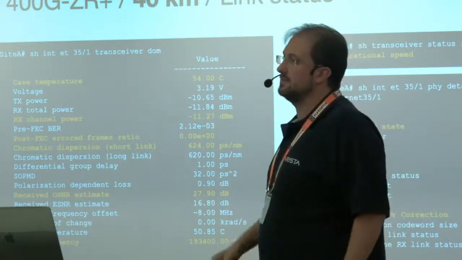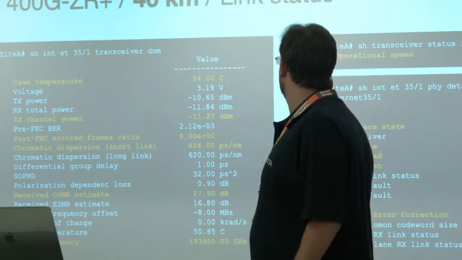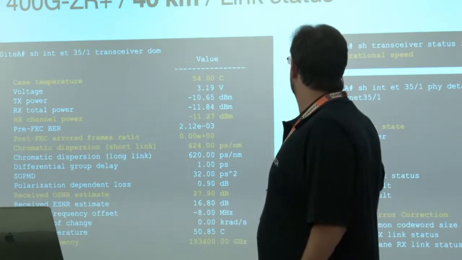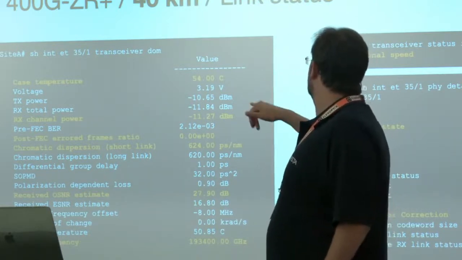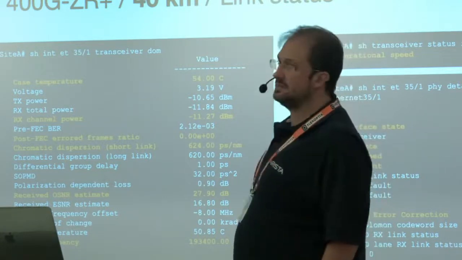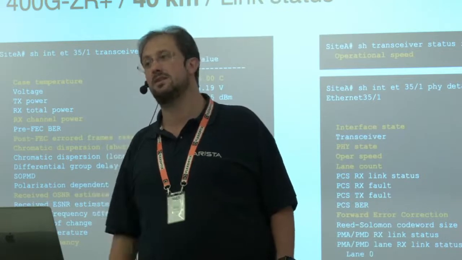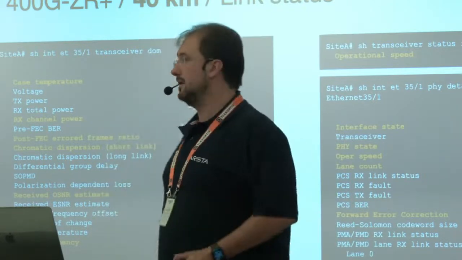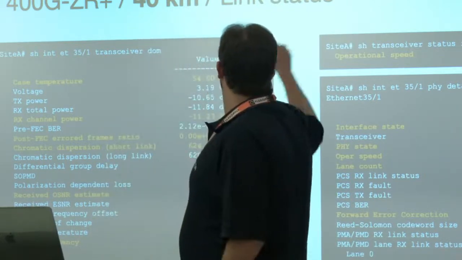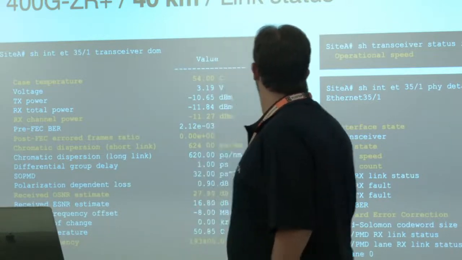Here we're already getting the right channel from the active DWDM system. We have the chromatic dispersion as well. Important, the received OSNR estimate is also shown here. This is not something we had in the ZR optic. And overall, the link came up. We see it's operational at 1x400 gig.